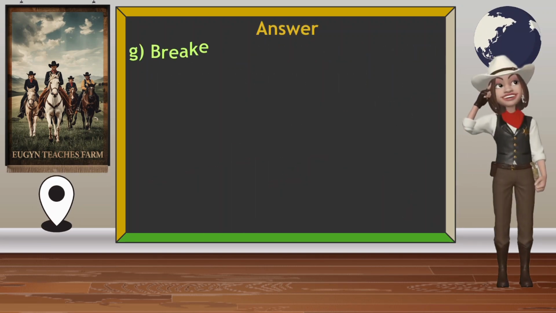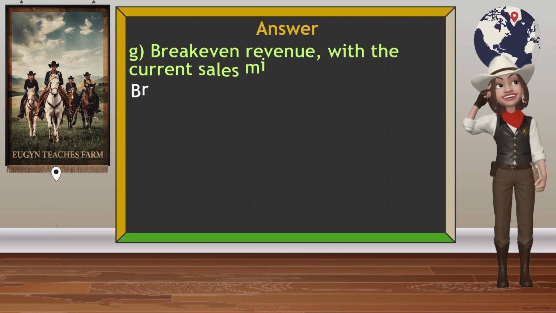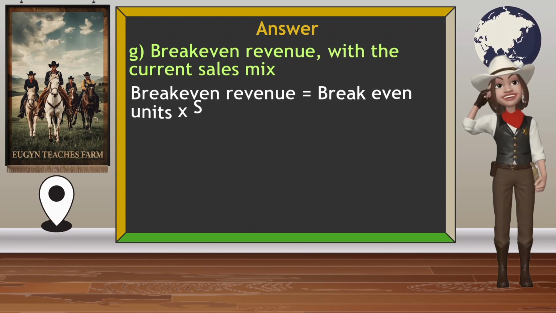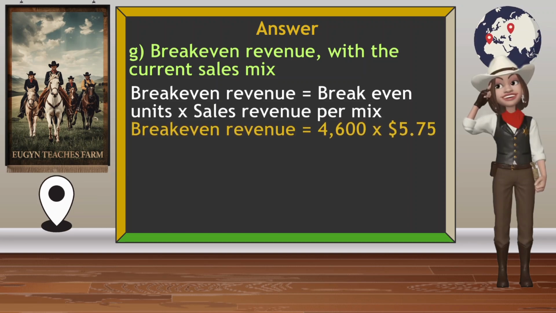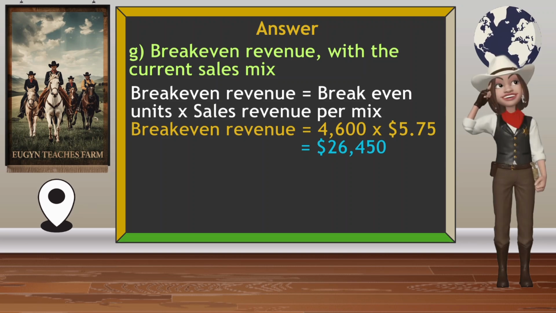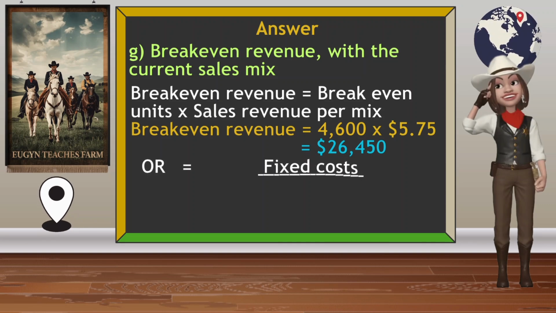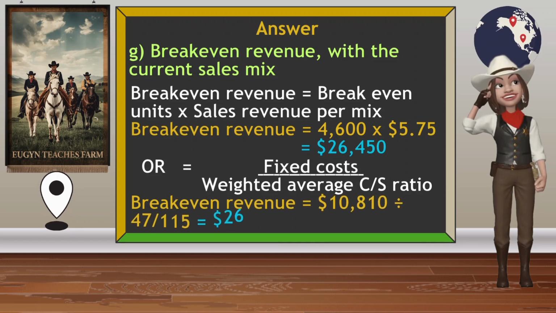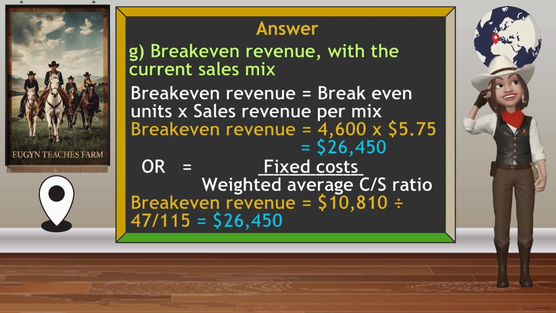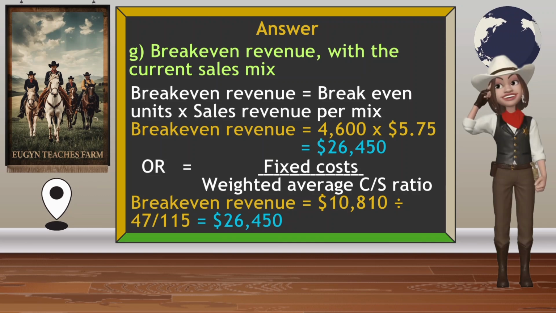To calculate the break-even revenue for the three products, we'll take the break-even units for the three products times the sales revenue per mix. In that case, we'll multiply 4,600 units and $5.75, giving us $26,450. Alternatively, we can take the fixed costs divided by the weighted average contribution to sales ratio. In that case, we'll divide $10,810 by 47 over 115, which will still give us $26,450.